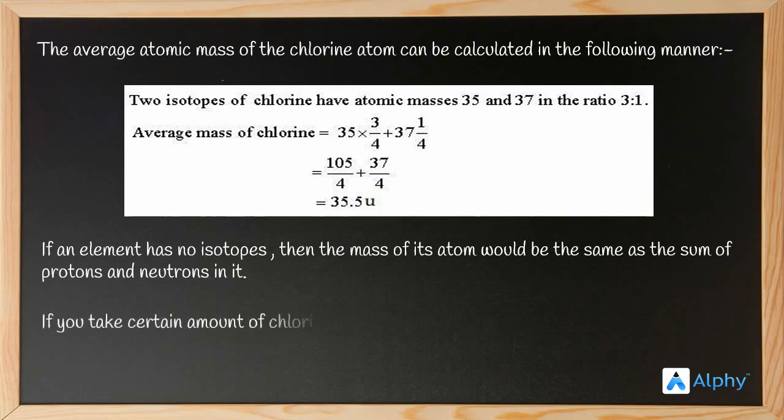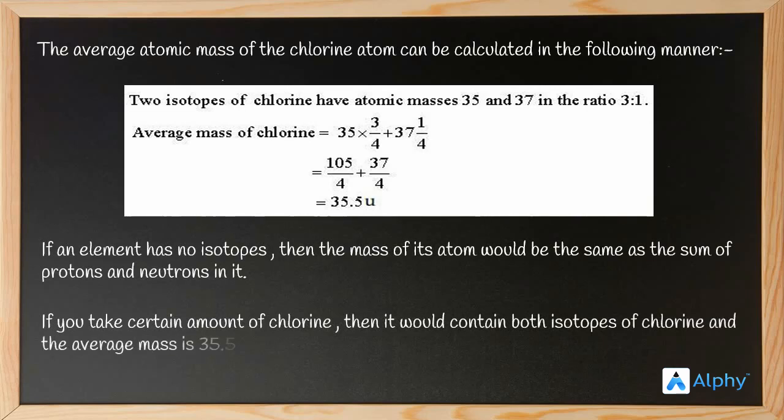If you take a certain amount of chlorine, then it would contain both isotopes of chlorine, and the average mass is 35.5 U. This does not mean that the mass of a single atom of chlorine is 35.5, but it means that if you take a certain amount of chlorine, then it would contain both the isotopes of chlorine, that is chlorine-35 and chlorine-37, and the average mass of that amount of chlorine would be 35.5 U.